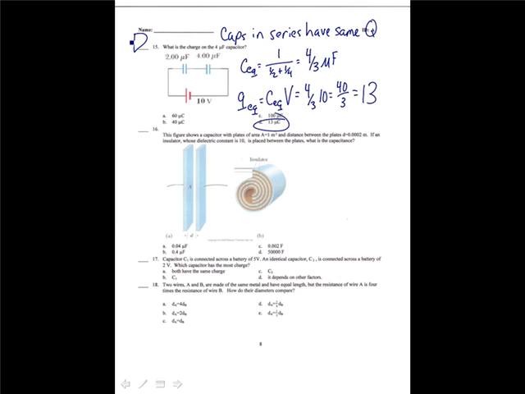This figure shows a capacitor with plates of area equal to 1 square meter and distance between the plates of 2 times 10 to the minus 4 meters. The insulator's dielectric constant is 10. Placed between the plates, what is the capacitance? This is a simple calculation. C is equal to kappa epsilon naught A over d. Kappa is 10. Epsilon naught, the permittivity constant, is 8.85 times 10 to the minus 12. The area is 1 square meter. The distance between the plates is 0.0002 meters. And that gives us an answer of 4 times 10 to the minus 7 farads.